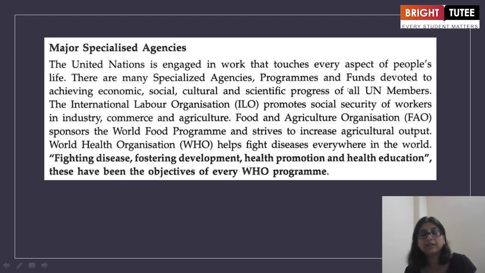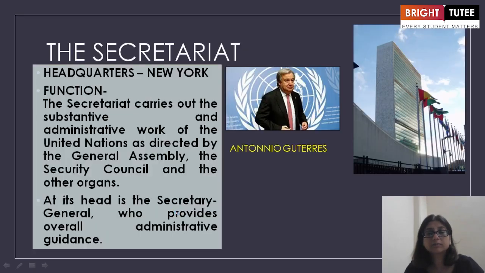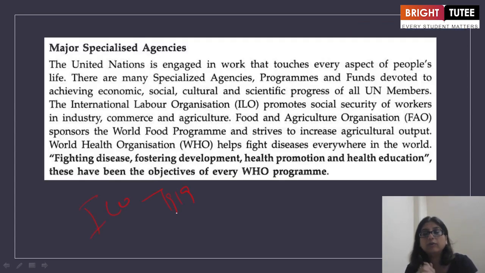The International Labour Organization was founded in 1919 by the Treaty of Versailles as an autonomous part of the League of Nations, and it functioned all through the wars, and in 1946 became the first specialized agency of the United Nations. Its objectives are to promote social security of workers and industries, and it gives an incentive to workers, both men and women. So ILO is basically for workers.